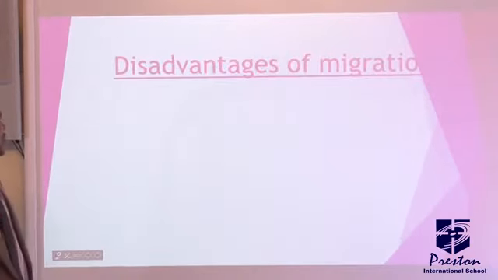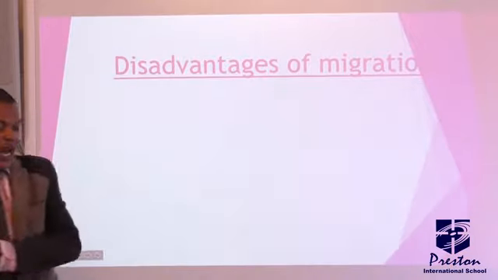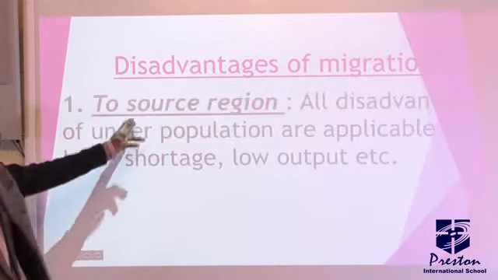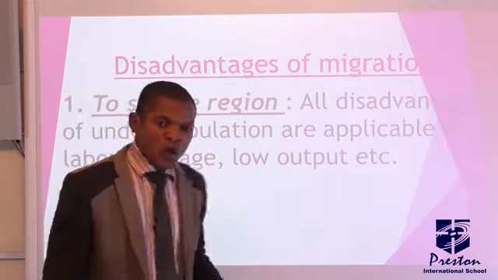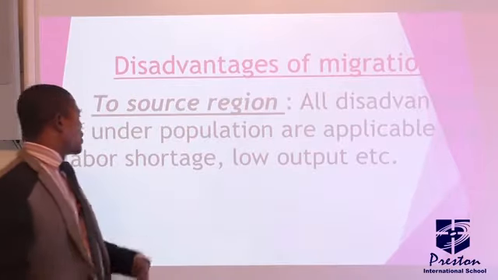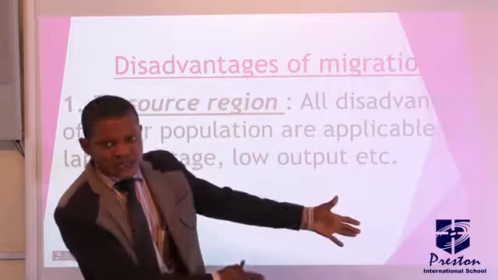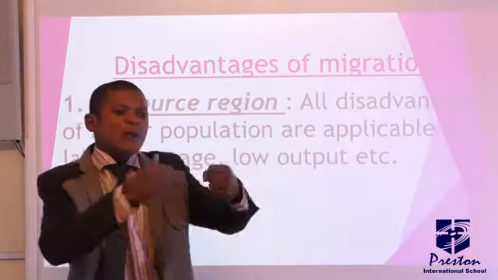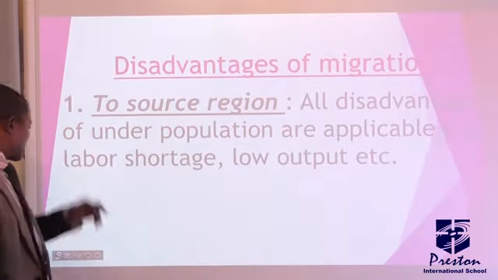Let's look at the negative aspect of it, the disadvantages of migration to both the origin as well as the destination. Let's look at the first one. To the source or the origin, all the disadvantages of underpopulation. When people have left a particular place, what happens to that place? One of them is there will be a low labor force and low output, because the number of people working there has reduced. Because of that, the output will be low. So these are the disadvantages there.